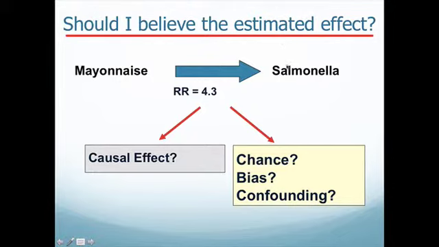And so say you conducted your study and you found that the association between consumption of mayonnaise and salmonella got you a relative risk of 4.3. So that is, people who consumed mayonnaise at this church picnic had a 330% increased risk of being infected with salmonella. Once you come up with this relative risk that now all of you know how to calculate, you can ask, is this actually a causal effect? Was it that mayonnaise truly did cause salmonella? Or what are my alternatives, right?